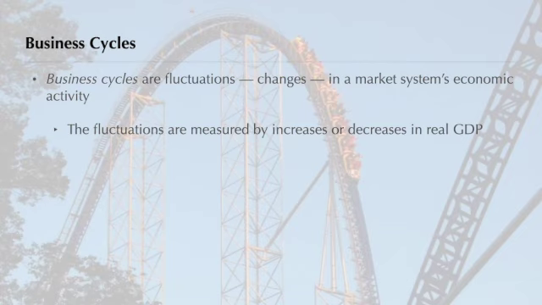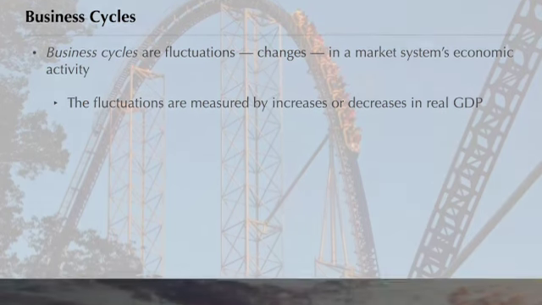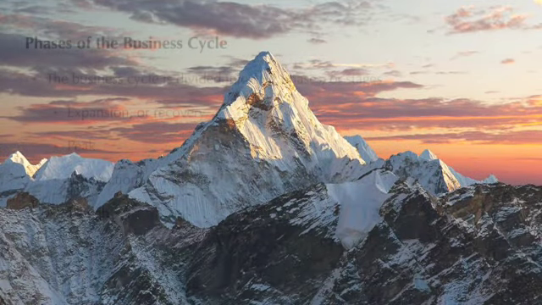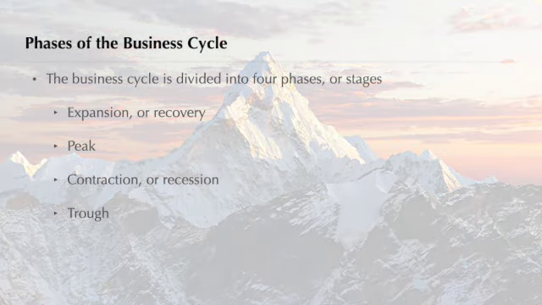Business cycles are fluctuations or changes in a market system's economic activity. These fluctuations are measured by increases or decreases in real GDP. While fluctuations are inevitable, the duration of upturns or downturns varies and can last from a few months to several years. The business cycle is divided into 4 stages or phases: expansion or recovery, peak, contraction or recession, and trough.